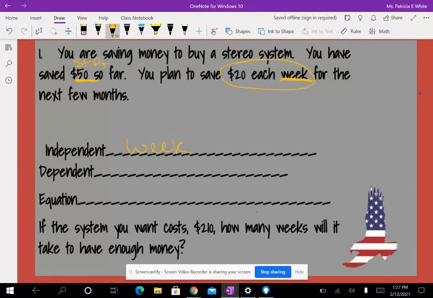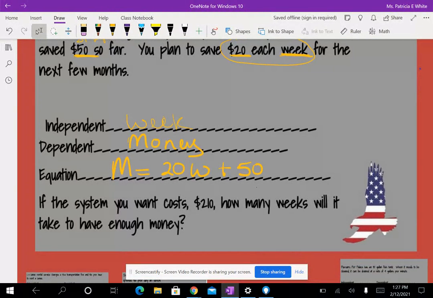Dependent then is going to be my money again. How much money do I save? So money is going to equal $20 per week. That each week gave you your rate. 20 times the number of weeks plus, what did you already have? That 50. Okay? So, if the system you want costs $210, how many weeks will it take you?